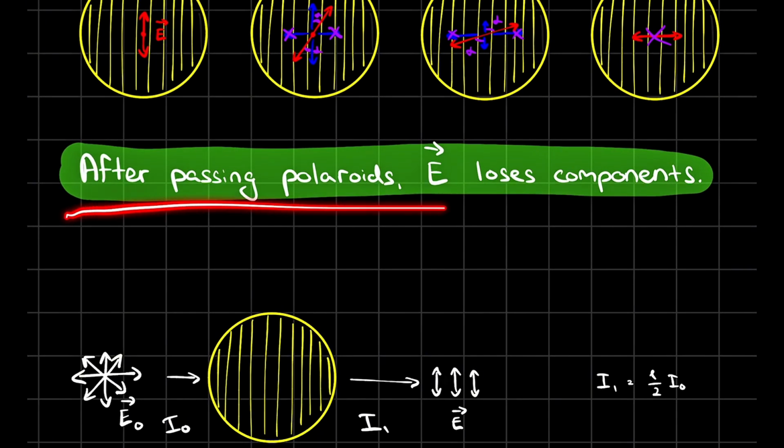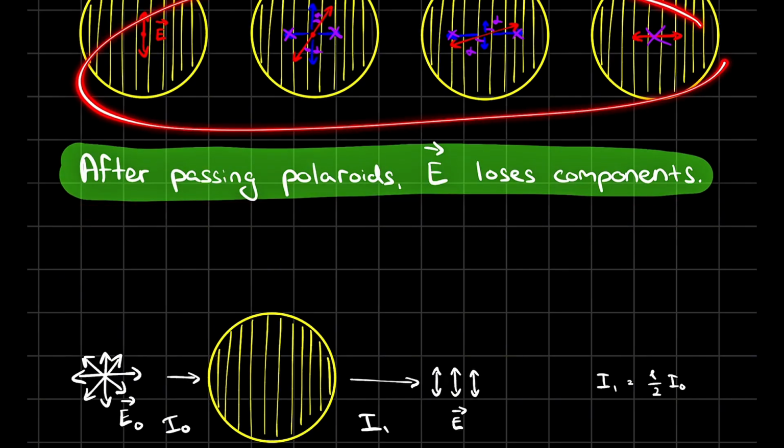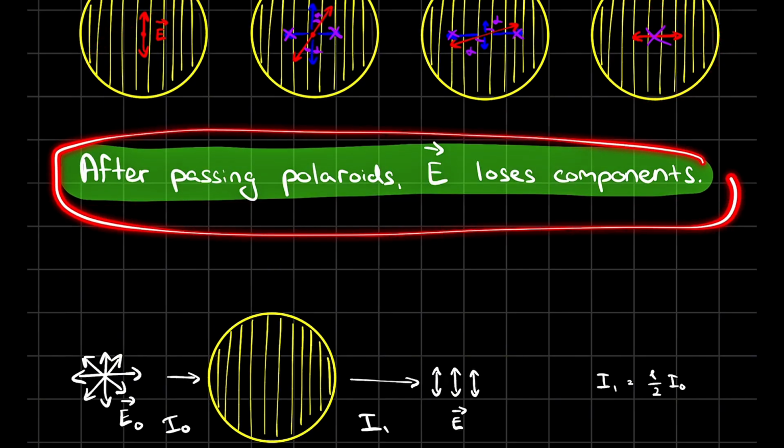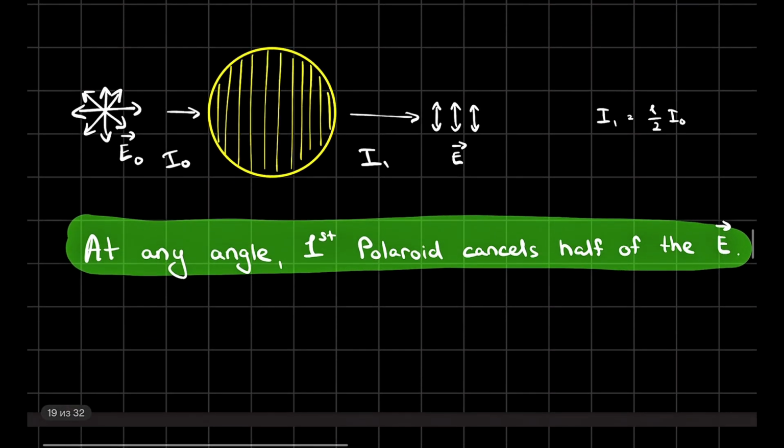After passing Polaroids, electric fields lose components, right? Okay, I hope you understand it. I have explained it here, and you must remember this as a certain rule, okay? What about this one? At any angle, it does not matter.